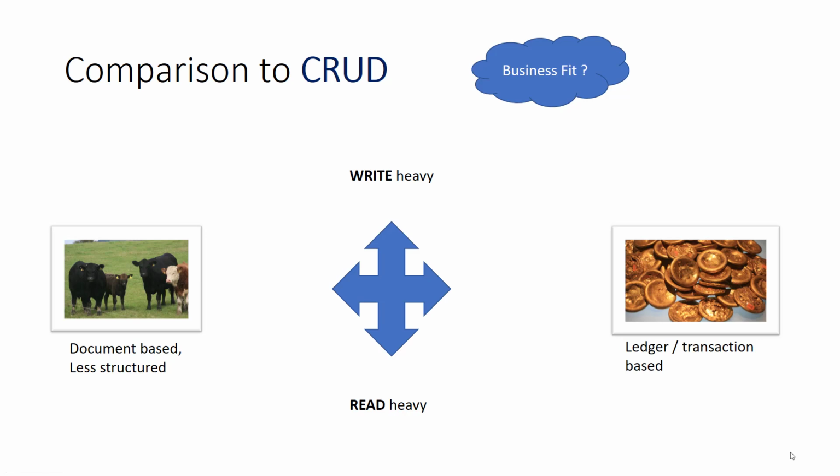Another area of comparison as compared to, say, a CRUD-based system is in terms of business fit. Some businesses are an obvious fit for an event source model, those that are already ledger or transaction based, such as banking or insurance. For less structured business, you would need to perform an event-based analysis phase to discover the actual domain events and entities that you should be capturing in your system.